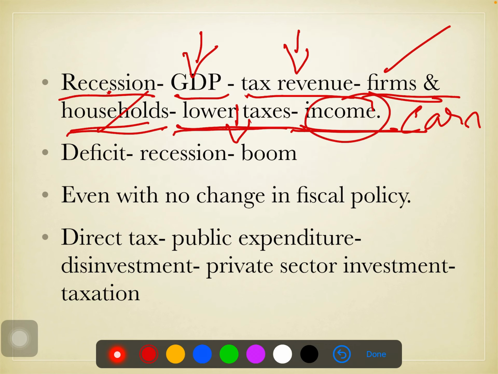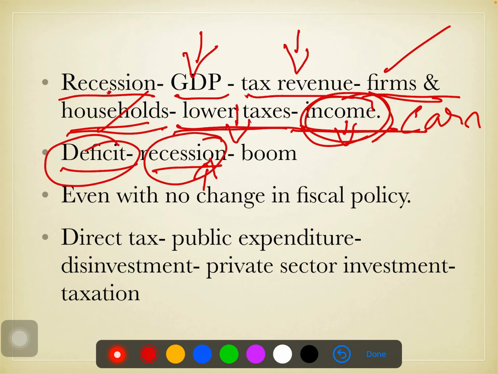So whenever we have a recession, tax revenue falls because firms and households pay less. What we have understood is that in a recession, the deficit is going to increase. We have just seen, whenever income decreases, they're going to pay lesser taxes. Because of that, they're going to get lesser receipts and expenditure will be more. That means the deficit is going to increase in the recession. When it comes to a boom, the deficit is going to decrease. So this is the situation.